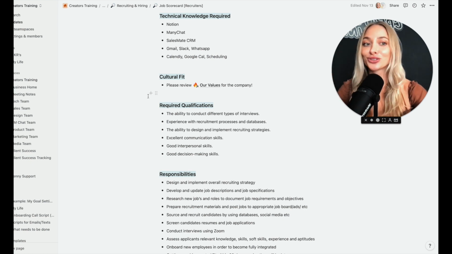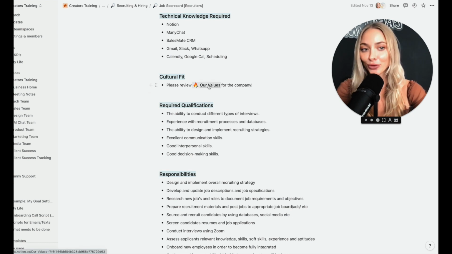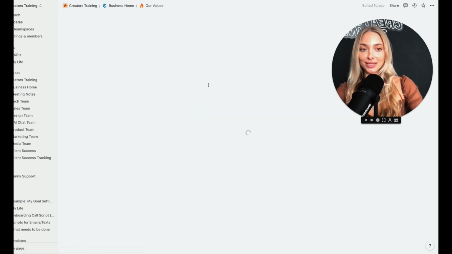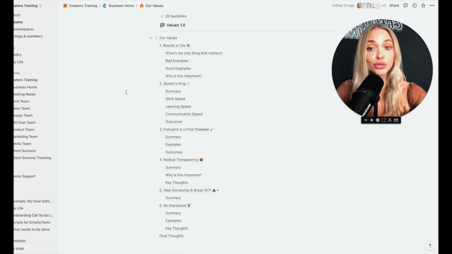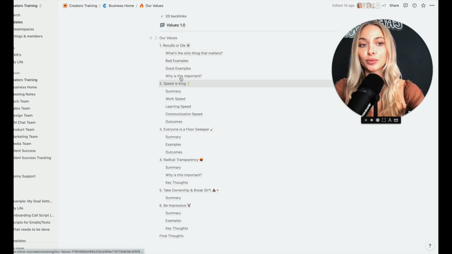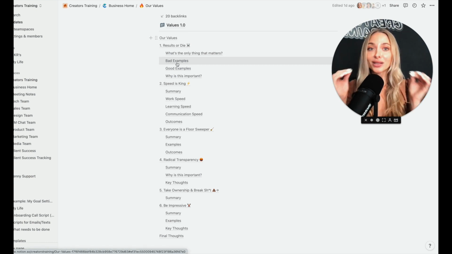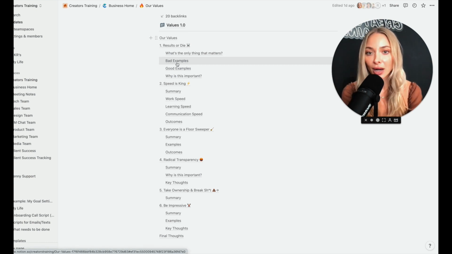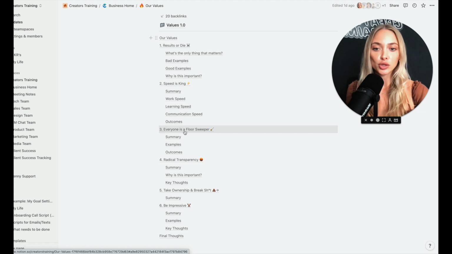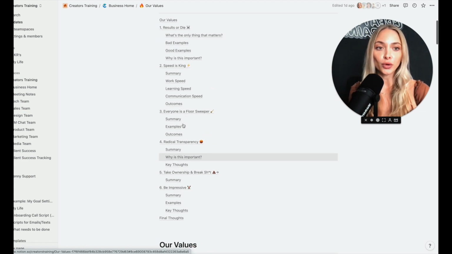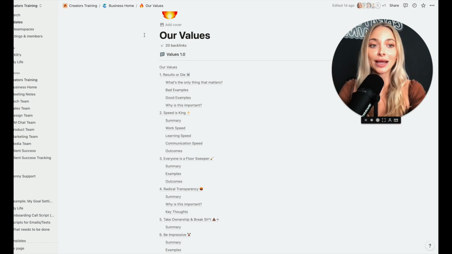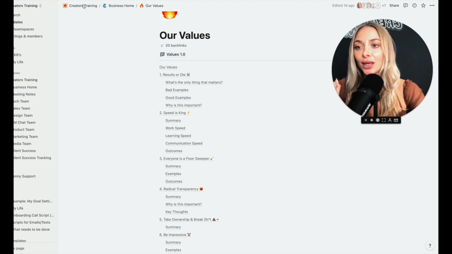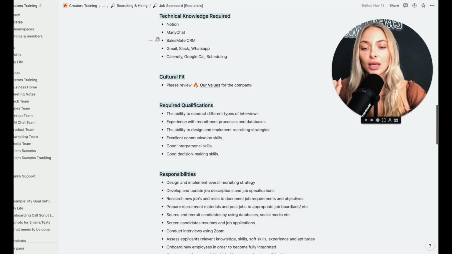And I can just show you a quick sneak peek, but that's something for the next video, how we set up our values. So you want to have a whole thing outlined about your values, for example, or die, and then outline good and bad examples. So people really know what does good look like within your company. Speed is king, everyone is a floor sweeper, and so forth. So that's basically what we have outlined. You need to have this, and I'm going to address this in a different video. Now let's go back and continue here.